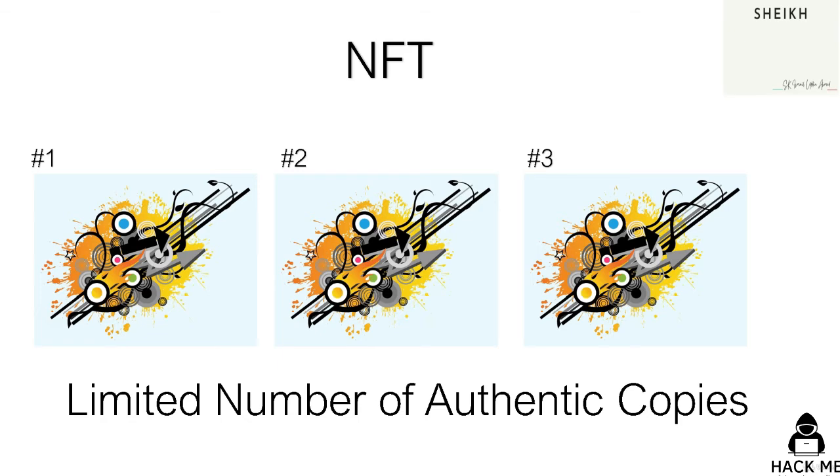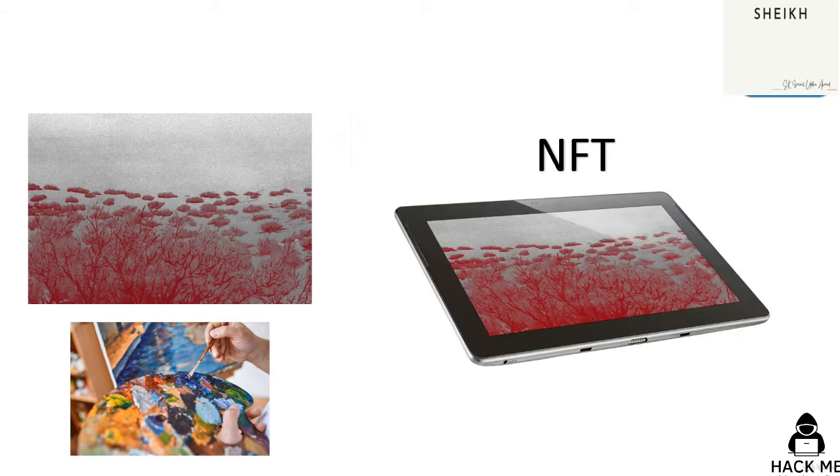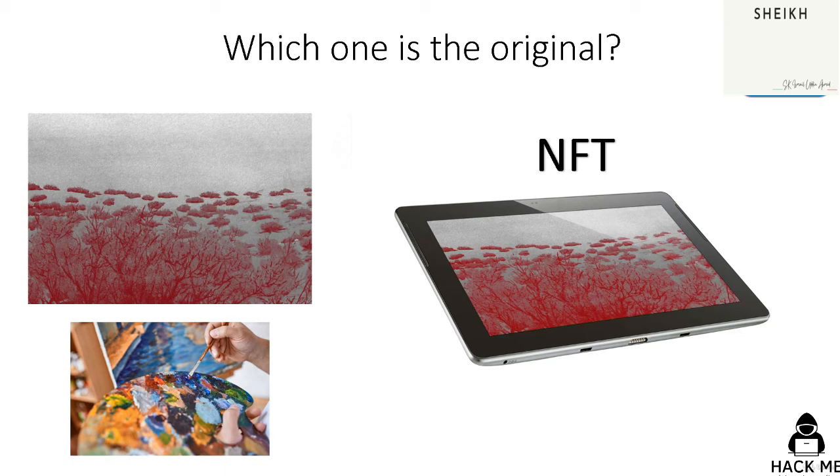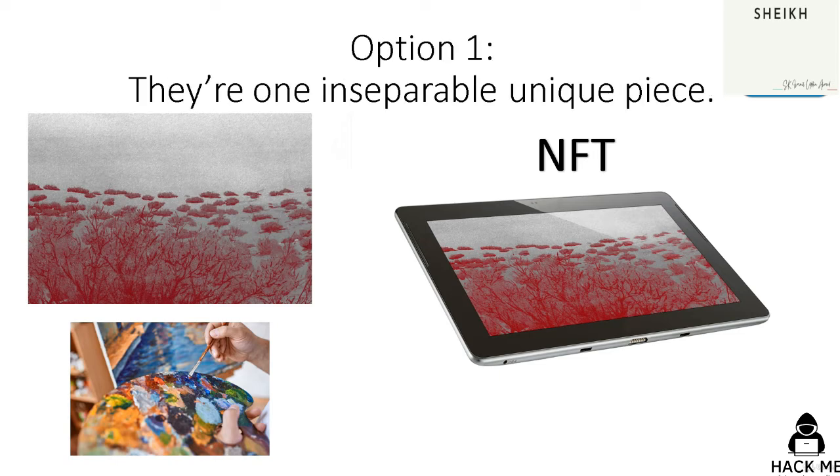Let's take that beyond and let's talk about a physical work of art. If you have a physical work of art and you create an NFT of it, you run into the problem of which one is the original? Which one is the unique work of art? Is it the painting or is it the NFT? Well, this brings us up to multiple options, and that's what I want you to take in concept when you are creating NFTs of physical works of art. The first one is that they're one.